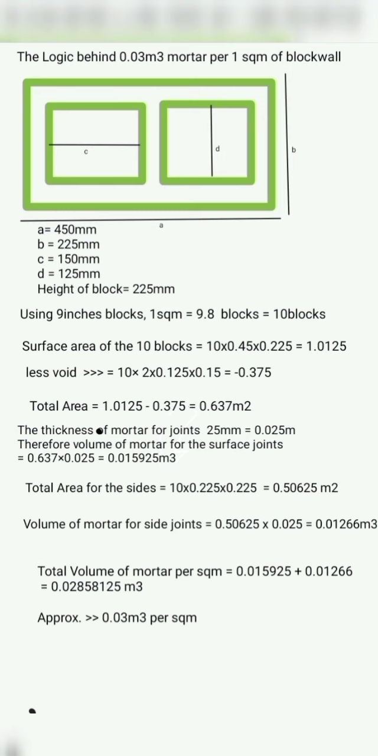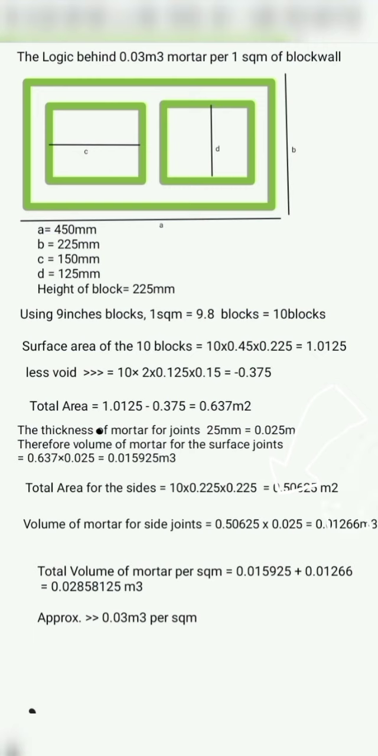This is not all. We're going to also calculate the quantity of mortar for the side joints. And for every block, as we can see, we're having 2 sides, but considering the 2 sides per block is going to be an overestimation. This is because for every 2 blocks, we're going to have only 1 joint. So we're going to proceed to multiplying 10 number of blocks by the breadth times height of the block, which will give us overall surface area of 0.50625 m square.